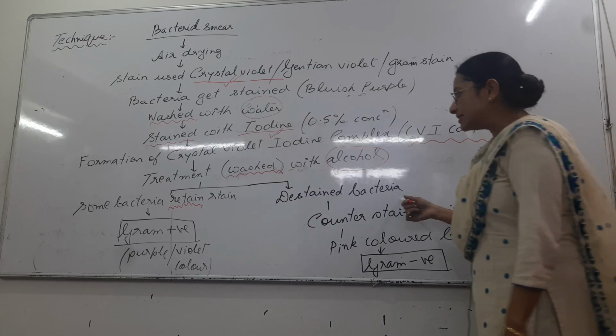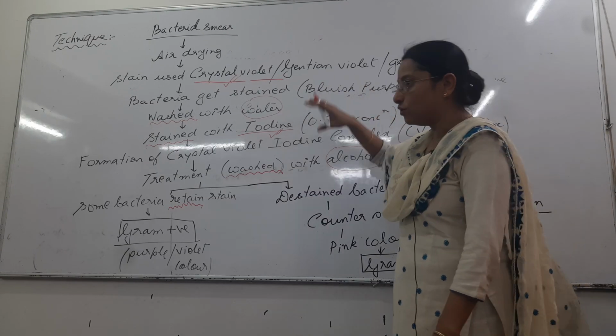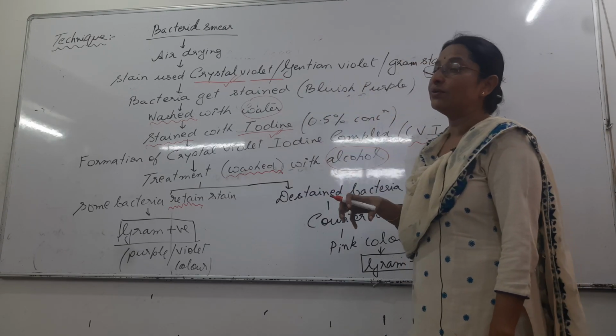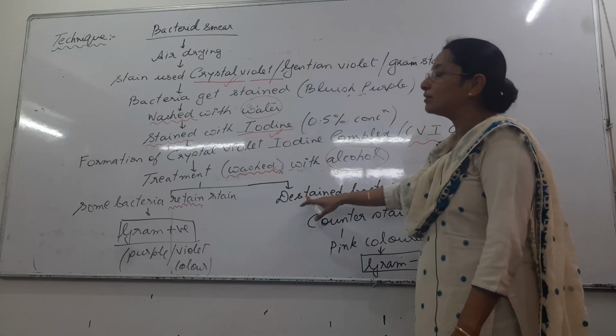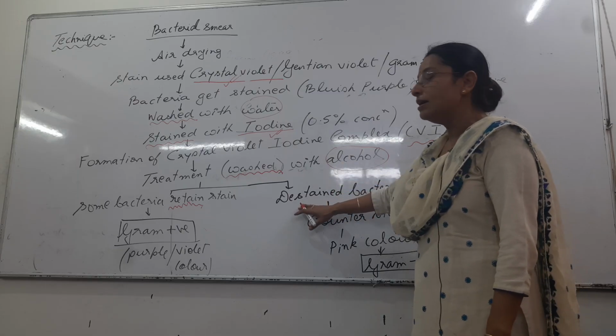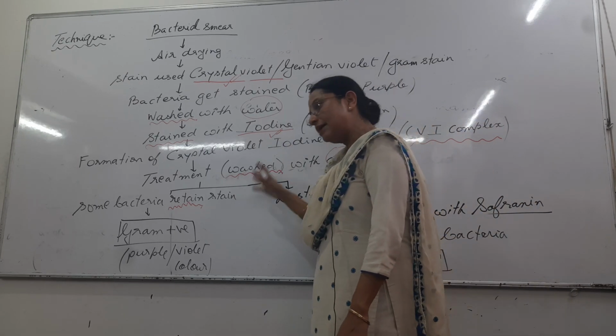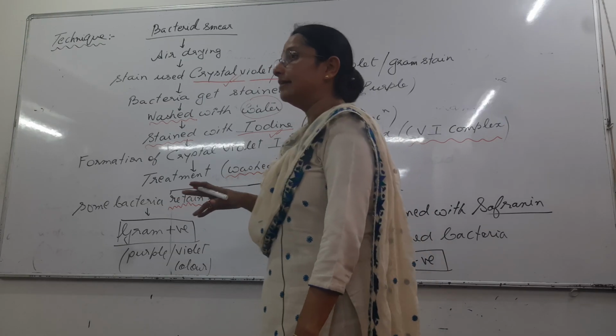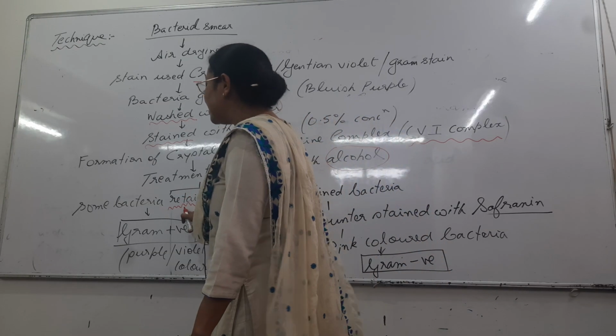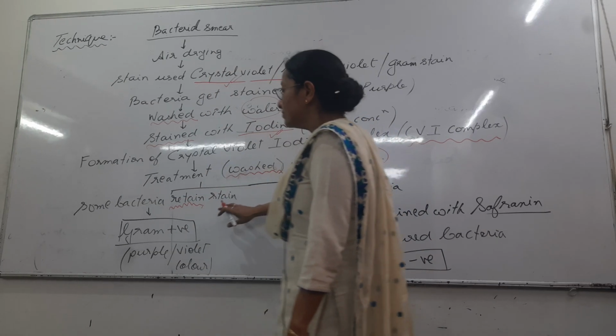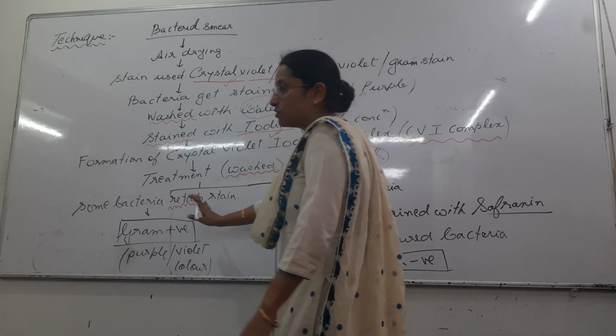So Gram negative bacteria will take up crystal violet but they cannot retain it. Gram positive bacteria will take the color and then retain it. So since they retained it, we got the Gram positive, right?